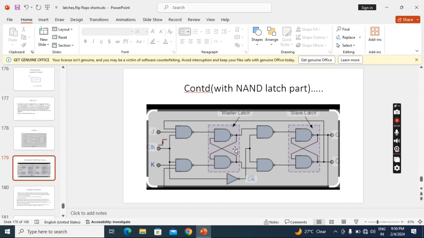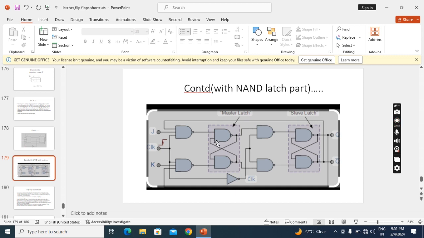And here we used the NAND latch part. Suppose I use the NOR latch part, the gated part will become AND and the latch part will become NOR. In that case, these feedback connections we have to change accordingly. That we have to remember. So this master flip-flop will work for positive. This is positive triggered and this is for negative triggered. It means for positive, the master flip-flop will respond. It will send input to output.